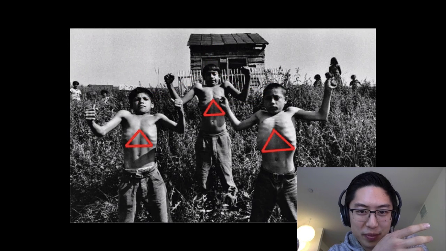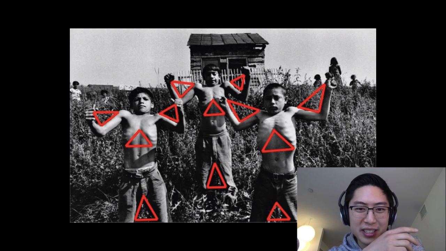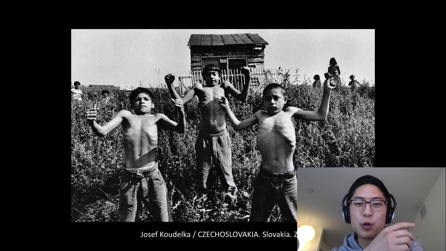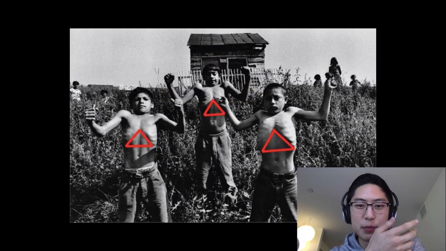I'll cheat for you. You can see some triangles in the rib cages. Oops. And also some triangles around here. Lovely triangles. And you might think to yourself, did Kudelka do this on purpose? I think he did because he's done this a lot in his Gypsies project.